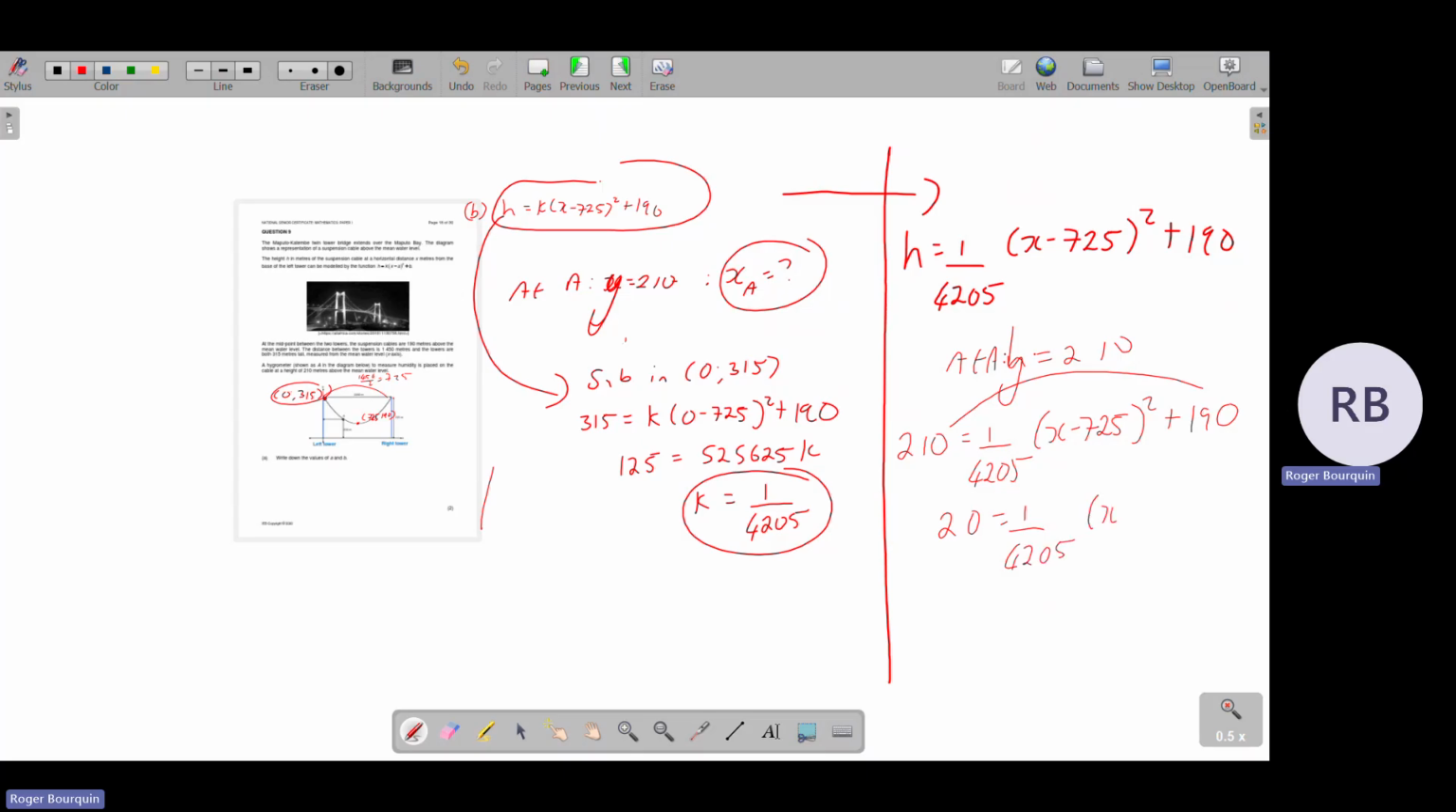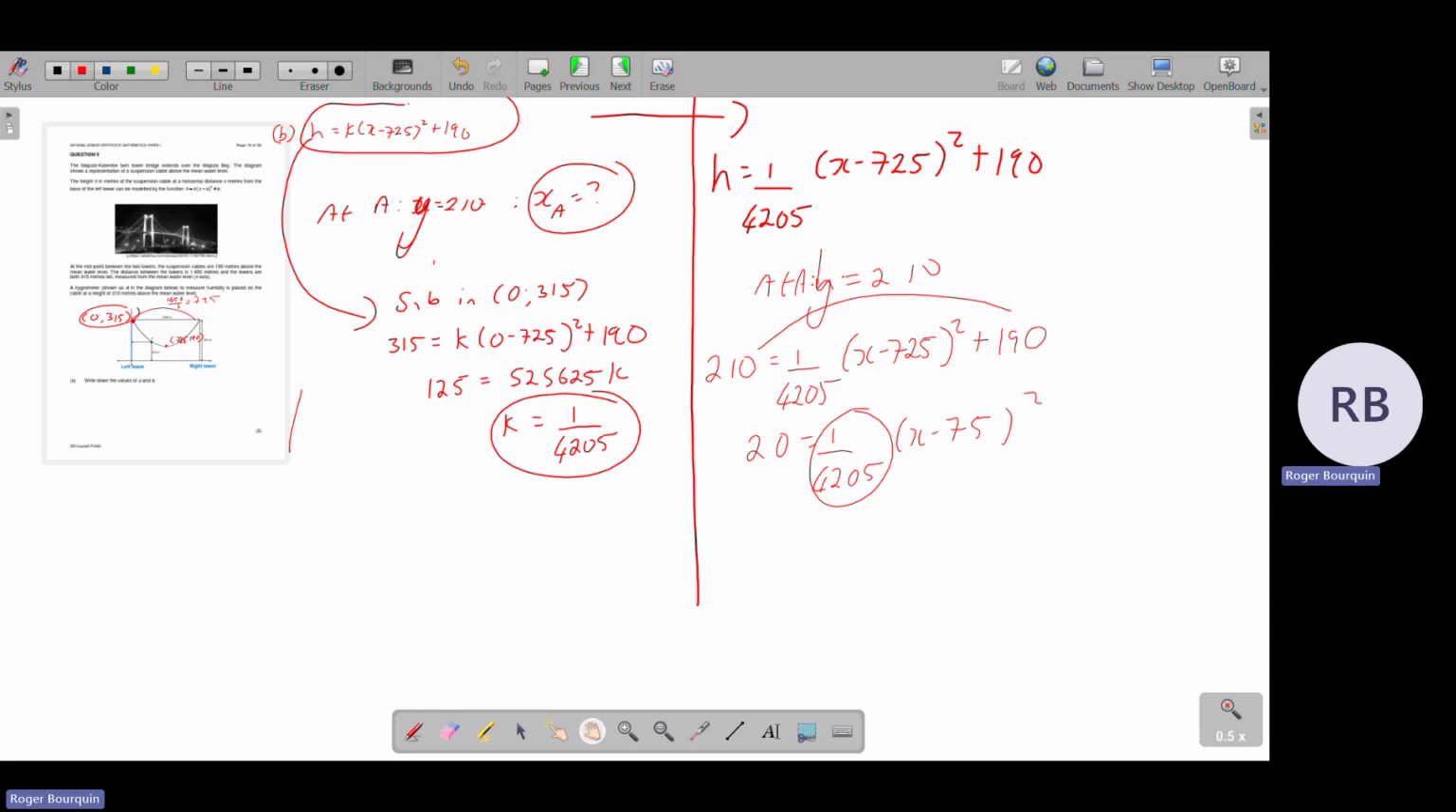There are various ways you can do it. Now you're going to either divide by that or else times by 4205. So do that. Okay, and we times that out to get 84,100. Right, at this point there are two diverging paths you could use. X minus 725, thank you.